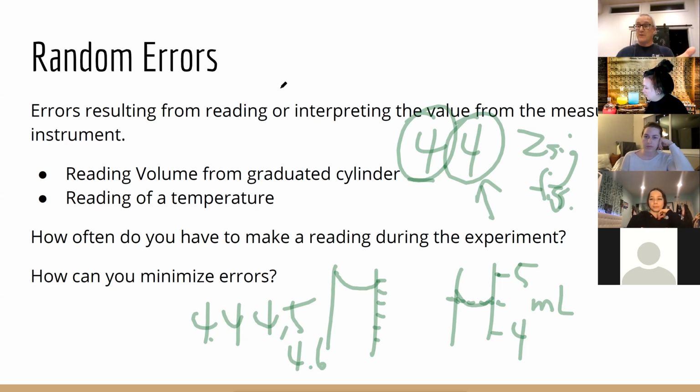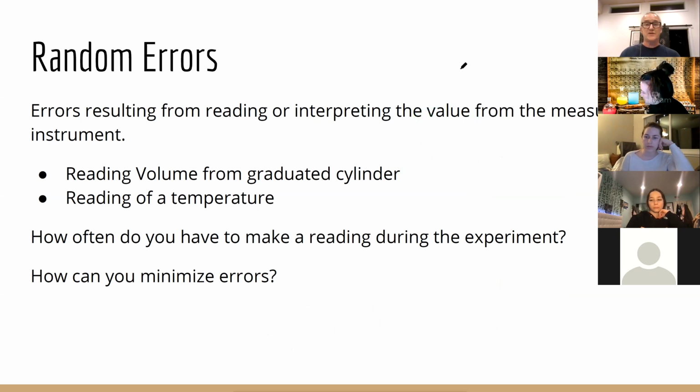So same thing with reading temperature. When you're reading a thermometer, unless you're using a digital thermometer, it's not going to be extremely accurate. You're going to have to interpret the distance in between the degrees and then make a judgment on your own about what the temperature actually is. So you're going to be doing this a lot during this particular experiment. So these are random errors. There's really nothing you can do about these. You can try and minimize them.